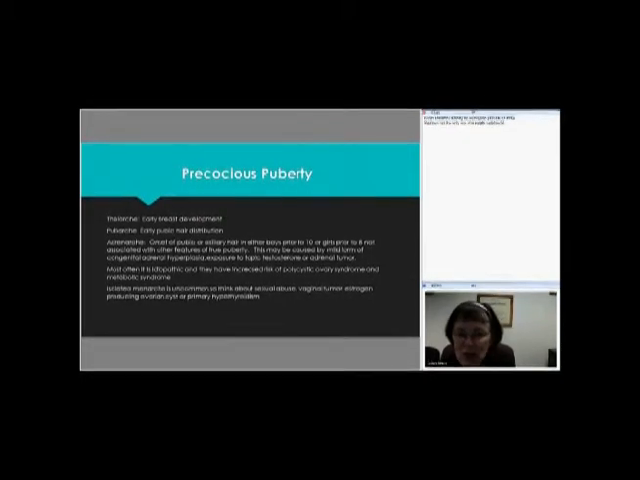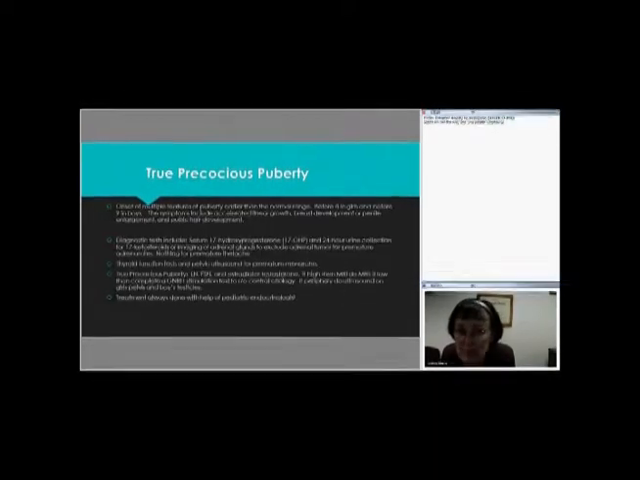Isolated menarche is uncommon, so when you see that, you need to think about sexual abuse, vaginal tumors, estrogen-producing cysts, or primary hypothyroidism. So just remember that you need to do some more research when you see that.